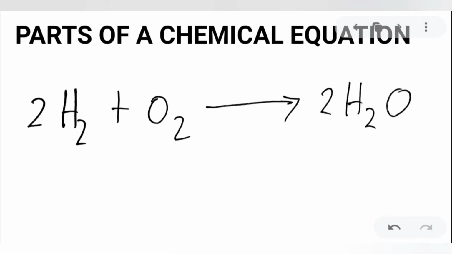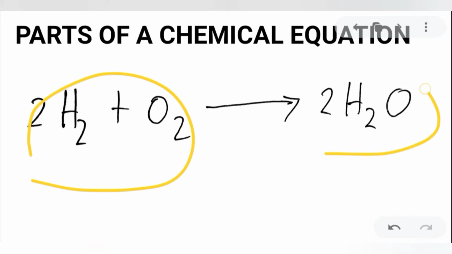As such, the parts of a chemical equation are as follows. We have here the forward arrow. This forward arrow separates the reactants from the products. So the reactants here are written on the left side of the arrow, while the products here are written on the right side of the arrow. It is read as yields, produces, or forms.